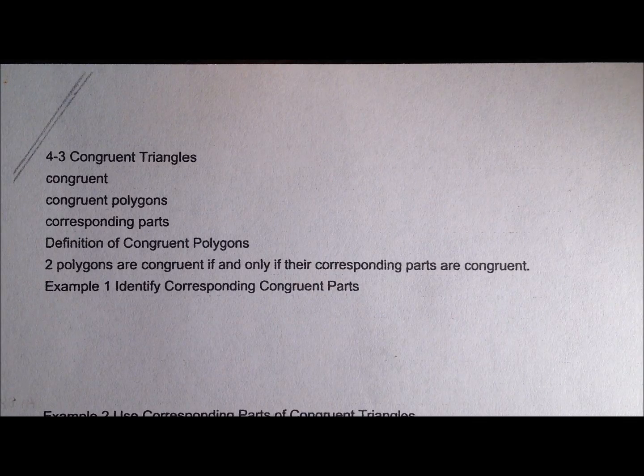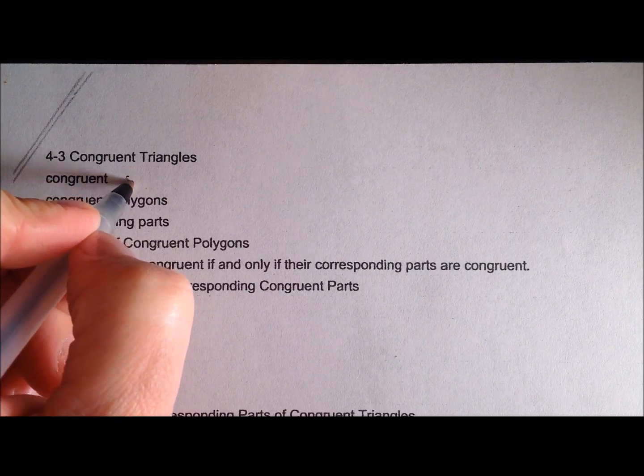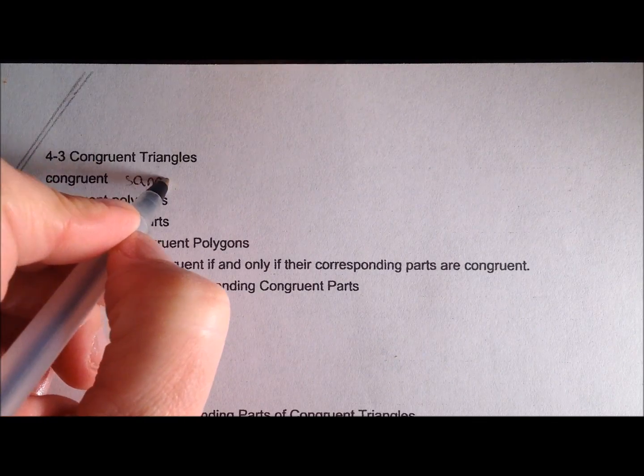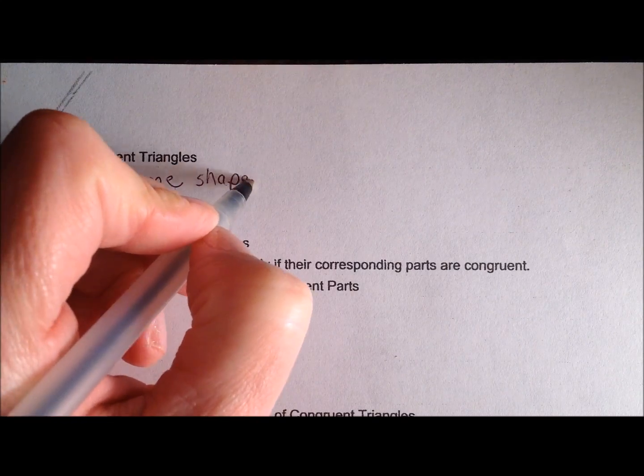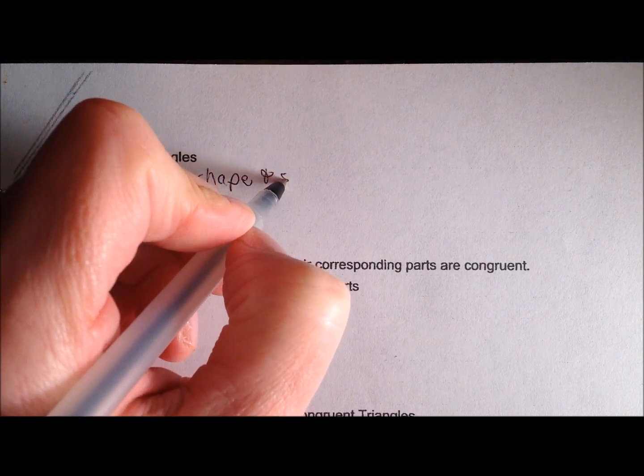This is section 4.3, congruent triangles, and we're first going to look at some terms. Congruent, first of all, with geometric figures, this means that they have the same shape and size. So same shape and size.